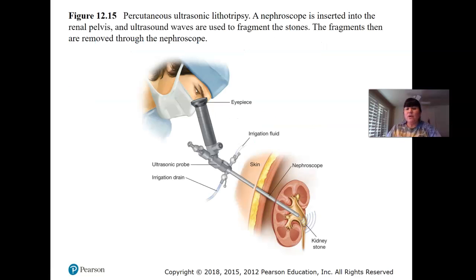All right. So if they want to go in and break those stones, it says percutaneous ultrasonic lithotripsy. Looks horrible. Again, the kidneys are towards the back. They're going in and they're breaking up that stone. They're using ultrasound and a nephroscope to see. Nephron, kidney, is inserted into the renal pelvis. Ultrasound is used to fragment the stones, and the fragments are removed through the nephroscope.